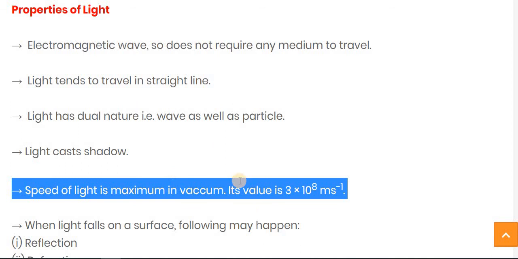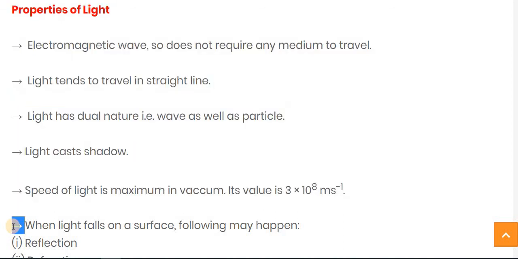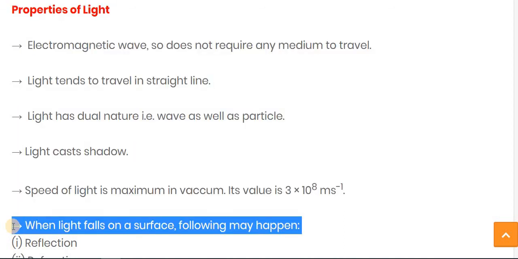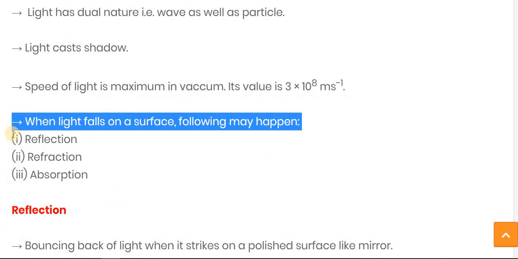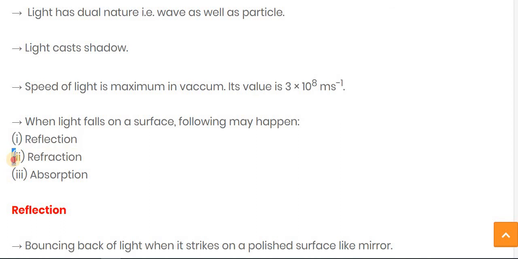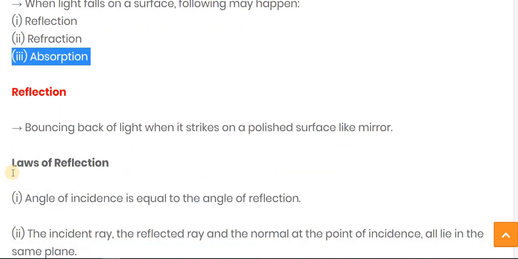The speed of light in a vacuum: if asked to write down the value of the speed of light in vacuum, then the answer is 3 into 10 raised to 8 meters per second. The last property of light is that when light falls on any surface, only three things happen: the light is reflected, or refraction, or absorption occurs. So these are all the properties of light.